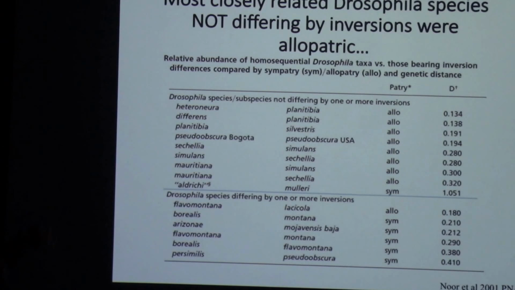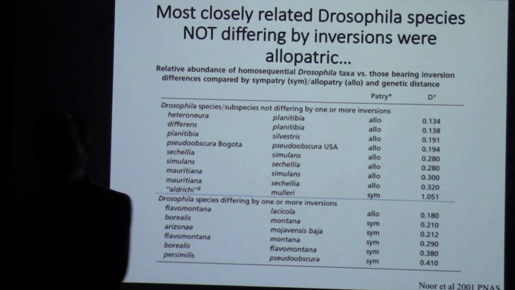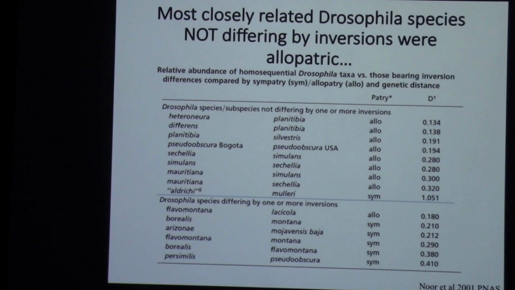What you notice is the ones that don't differ by inversions, nearly all of them are allopatric. Whereas you look at ones of similar age that do differ by inversions, many of them are sympatric. There's one exception up here, but it's an interesting one. It's an exception that proves the rule, so to speak. That one species pair, the hybrids are completely sterile, so there's no opportunity for homogenization whatsoever. So that was a pretty striking pattern, and it pushed us forward for looking at this.